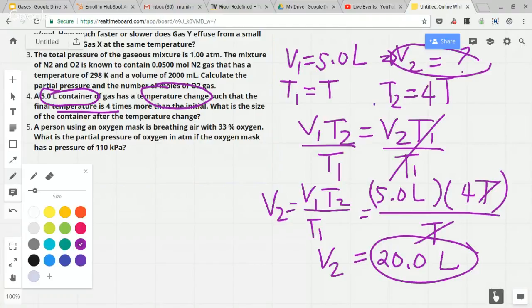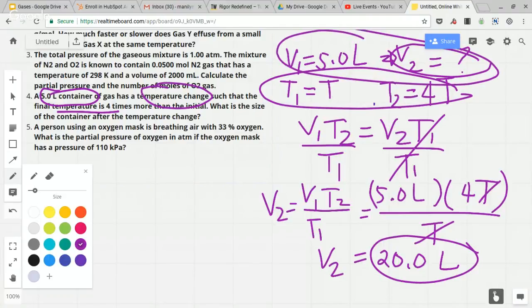Okay, how do we check? You know that they are directly related. So as temperature increases, you would expect that volume too should also increase. So 5 liters became 20. Our answer makes sense. Direct relationship: if one variable increases, the other one should also increase. So our answer is correct.